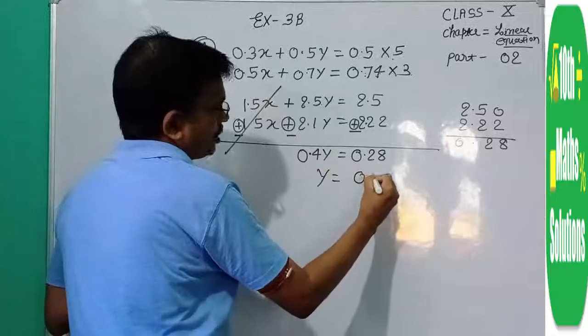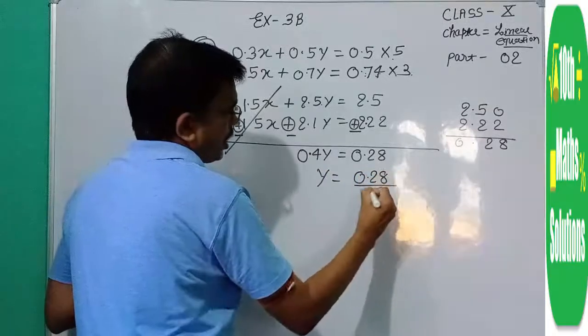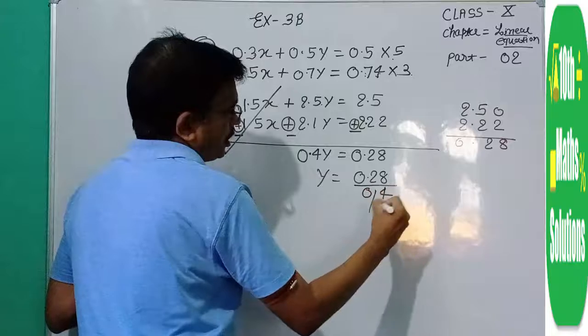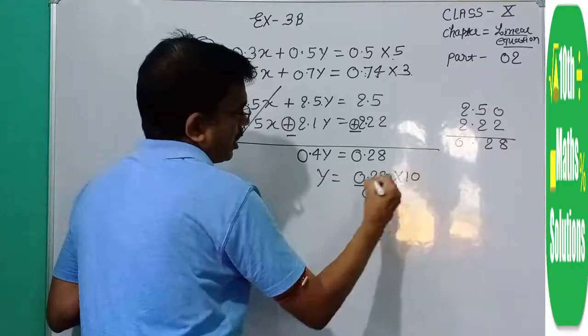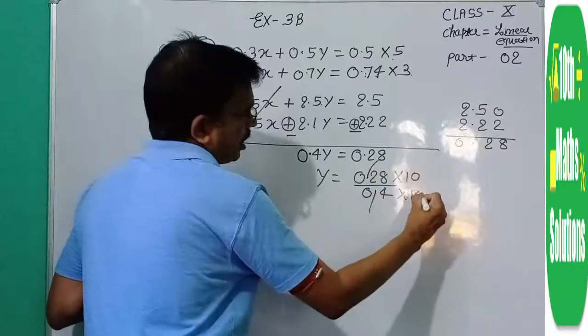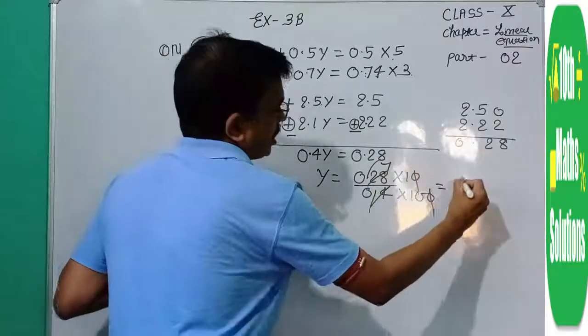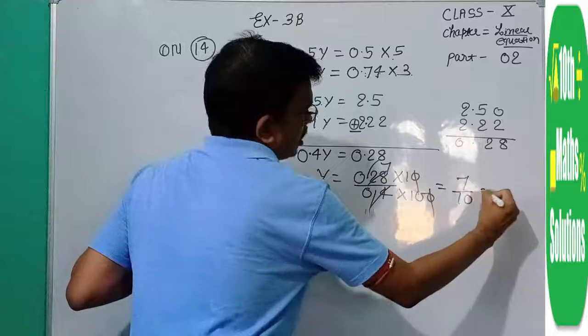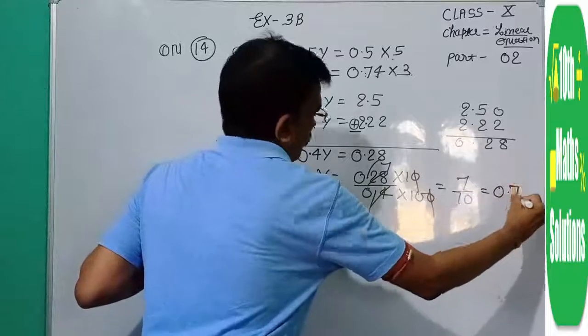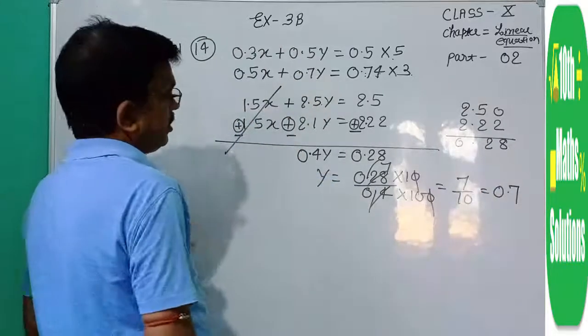The value of y is 0.28 by 0.4. Cancel the point, write 10; cancel the point, write 100. This is cancelled, and 4 sevens are 28. That is 7 by 10. So the value of y is 0.7.